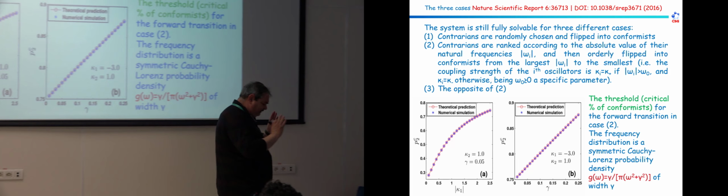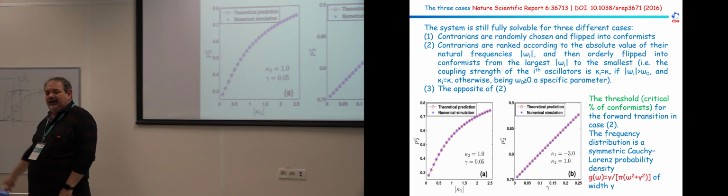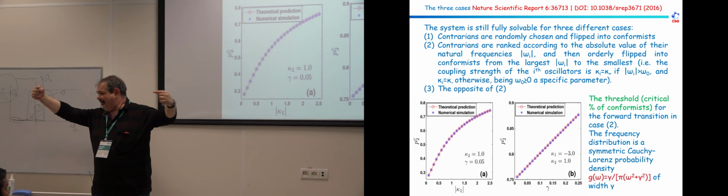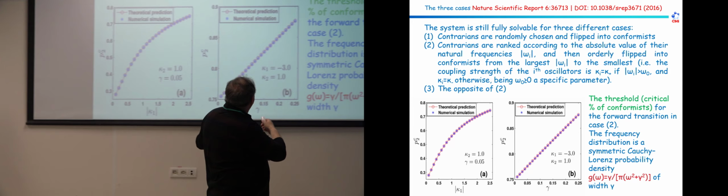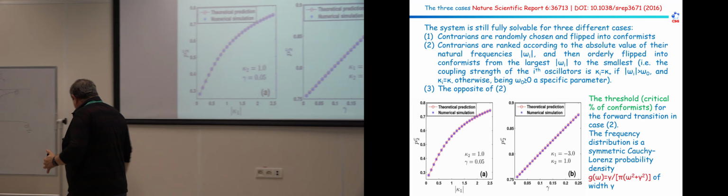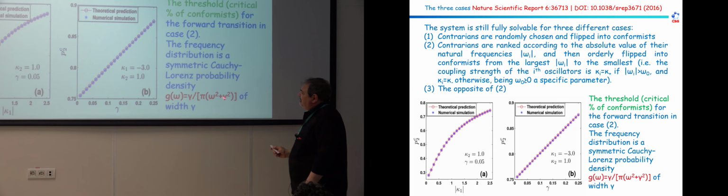making this procedure. The first way is at random. You take 1% of the contrarians and you flip them to conformists, whatever. Or you use the frequency of these contrarians. The second is you rank the contrarians according to the natural frequencies, and then you flip orderly from the largest to the smallest, or, in the other case, from the smallest to the largest. In all cases, again, the system is treatable, so you have an analytic solution, and when you take a Lorentzian probability density for the frequency, you get the following.